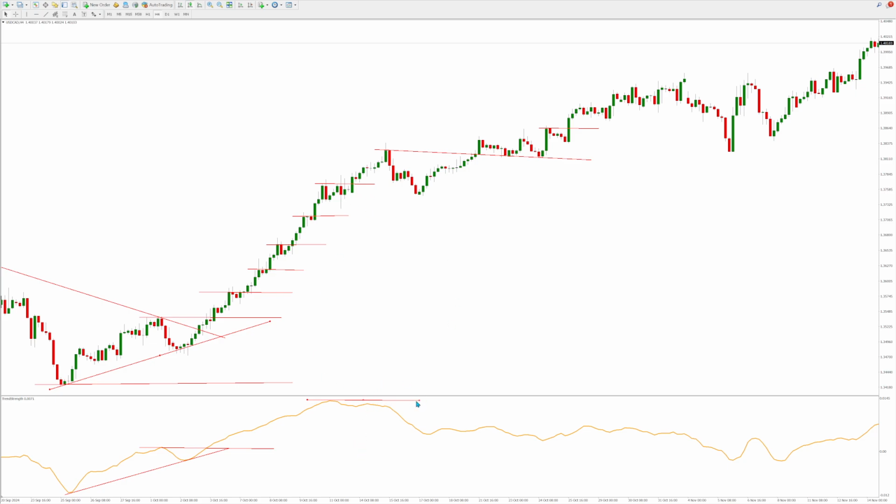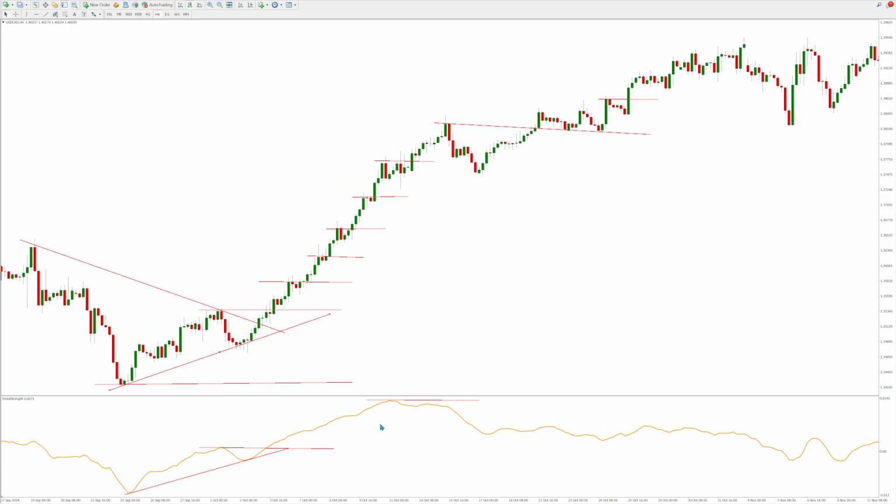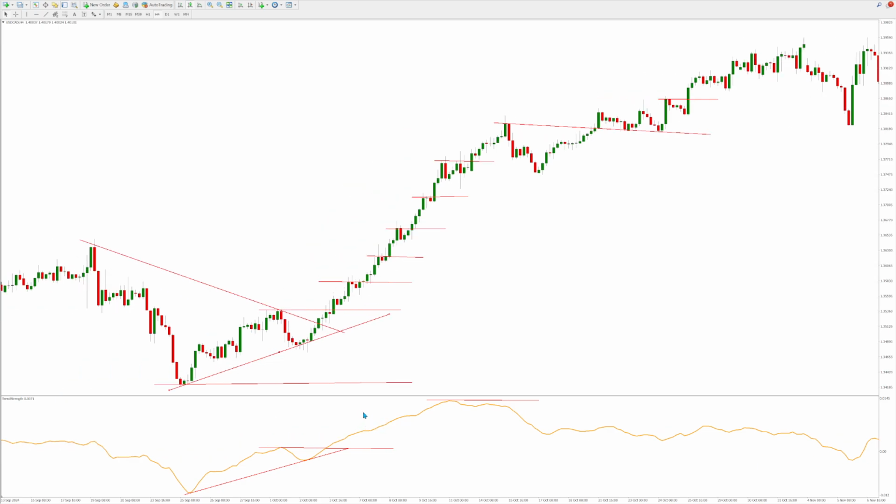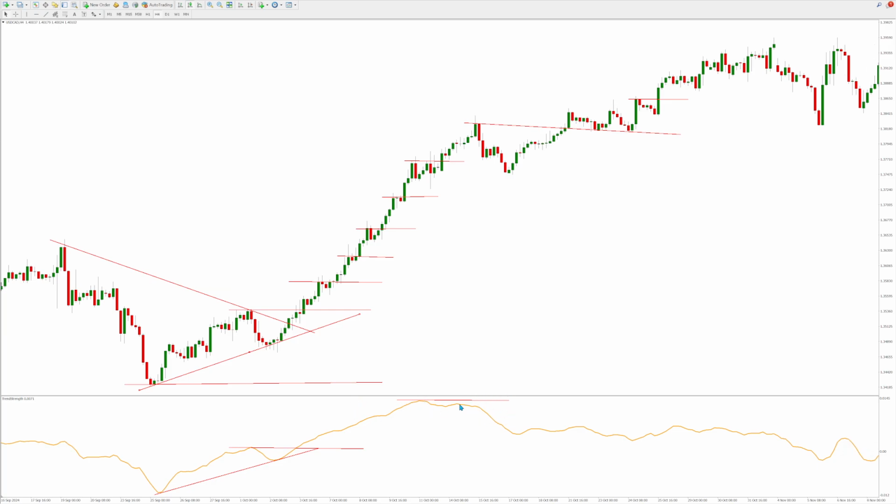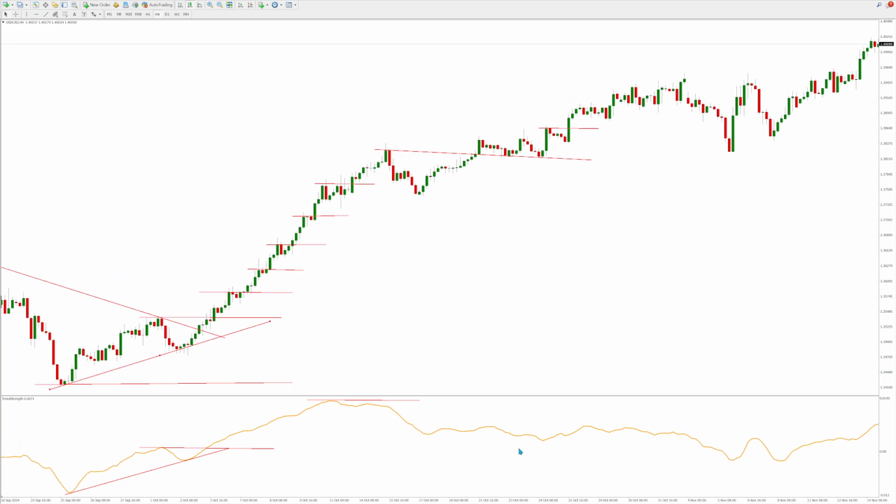So indicators aren't always about trying to tell you when to enter a trade. They can tell you also when not to enter a trade, okay? And perhaps maybe that might have helped thinking about an exit, or at least closing part of the position, or moving the trailing stop if price starts to turn around.